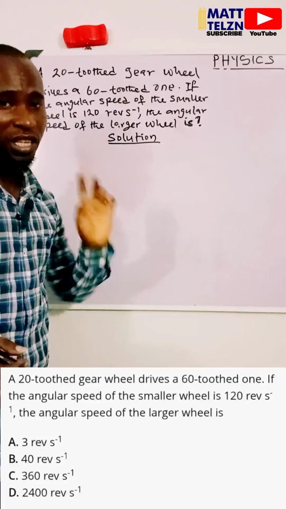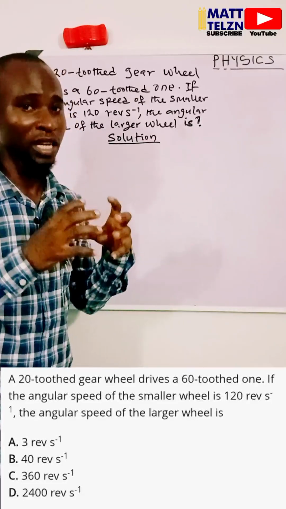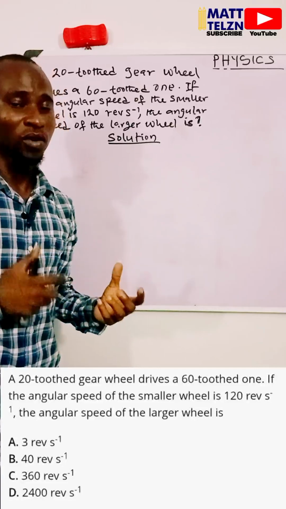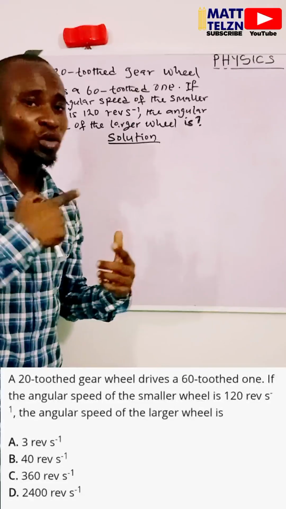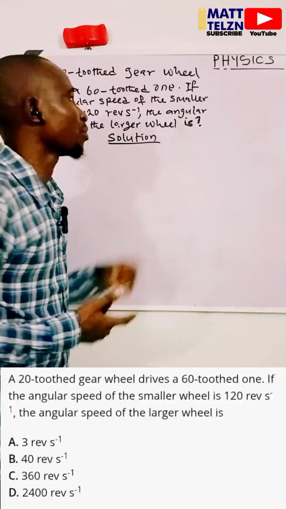I have two gears here, the smaller gear and the big gear. The smaller gear is fixed to the big one. As the smaller one rotates, it will drive the bigger one. That is what happens here.